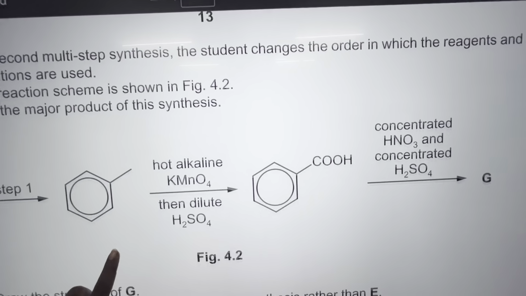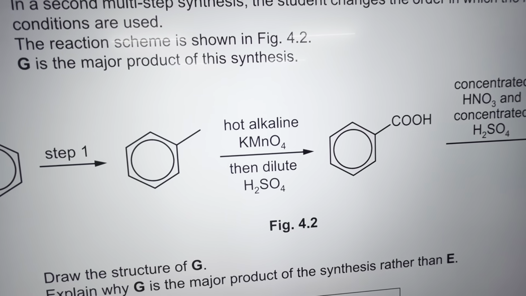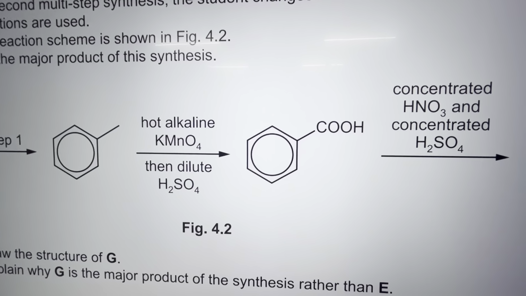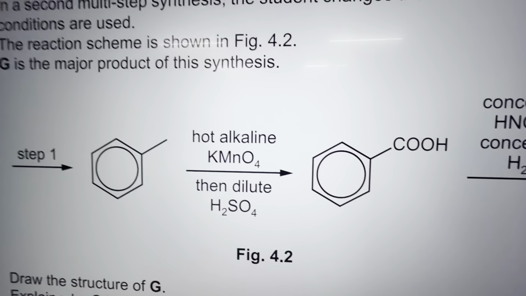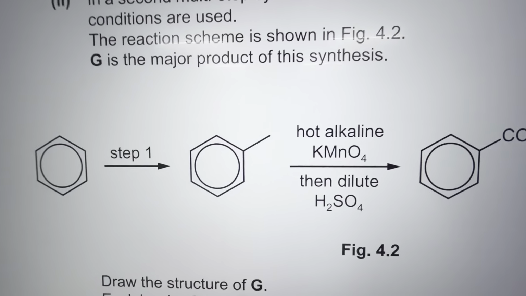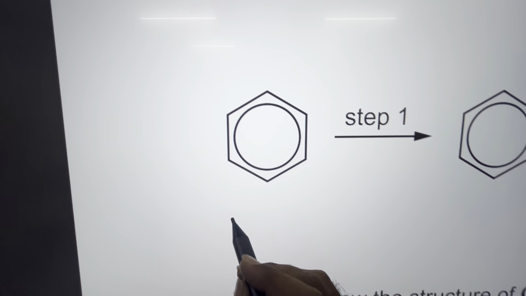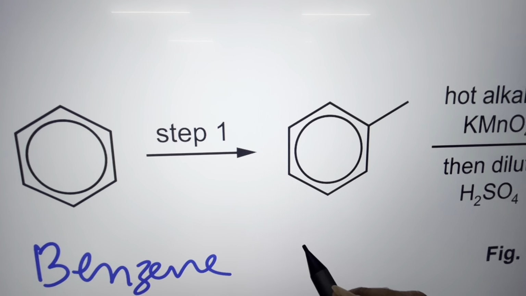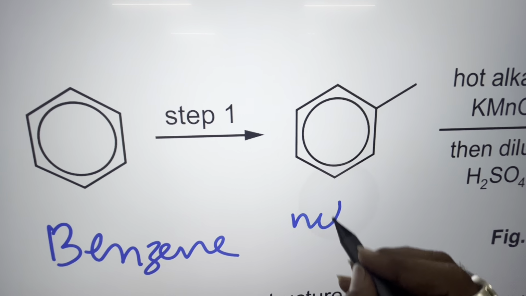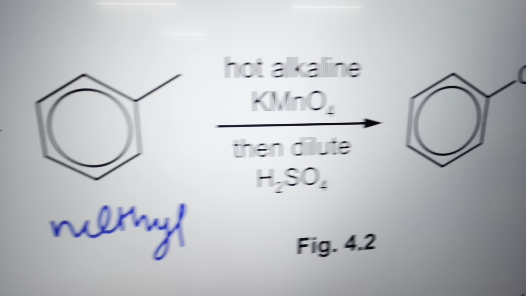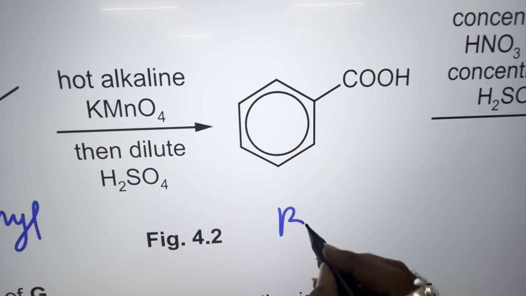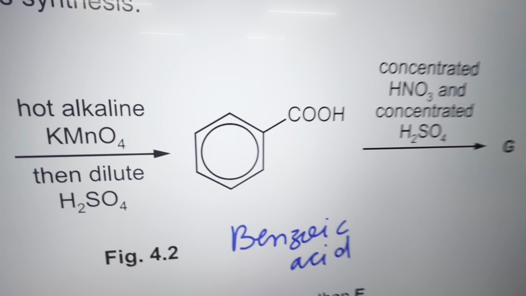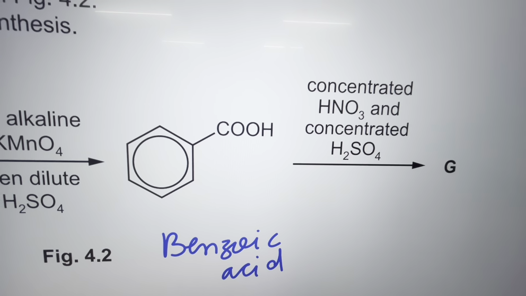Obviously your hot alkaline KMnO4 and H2SO4 will oxidize the methyl part and you will get benzoic acid. So what is the name of this product? This is your benzene, this is your methyl benzene, and here is your benzoic acid, correct? Benzoic acid. Now the same thing you are doing, concentrated HNO3 and H2SO4.